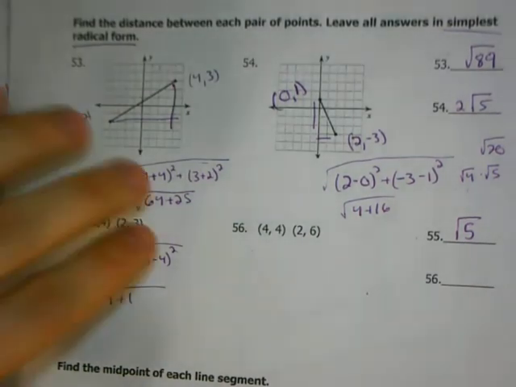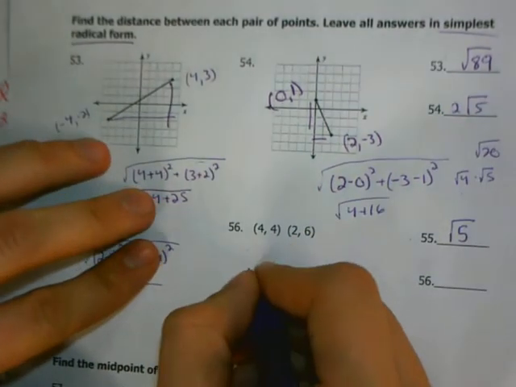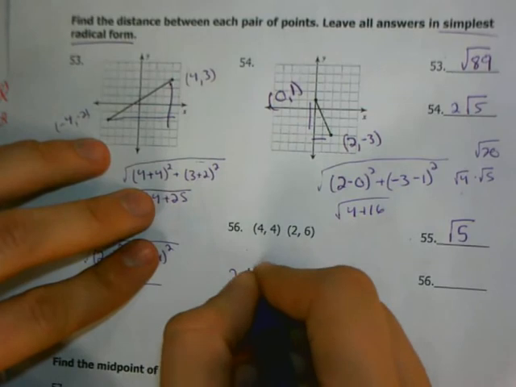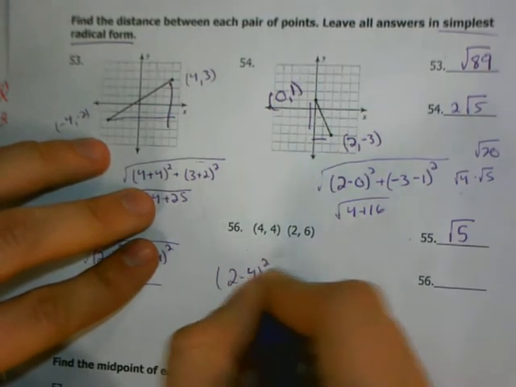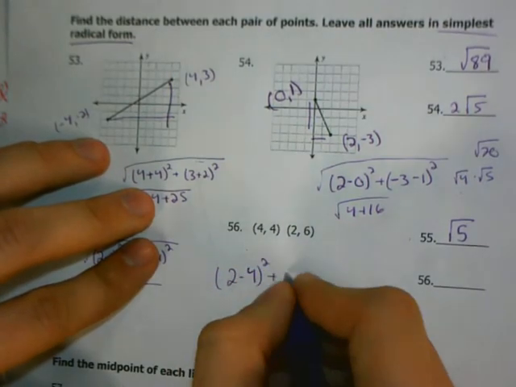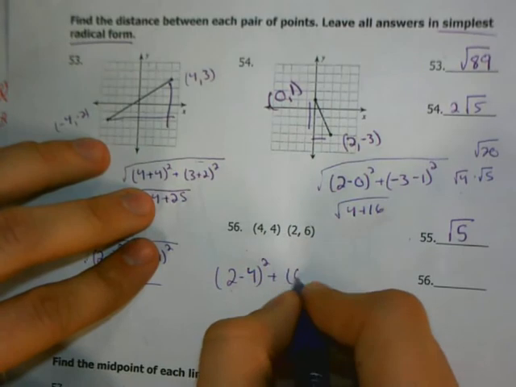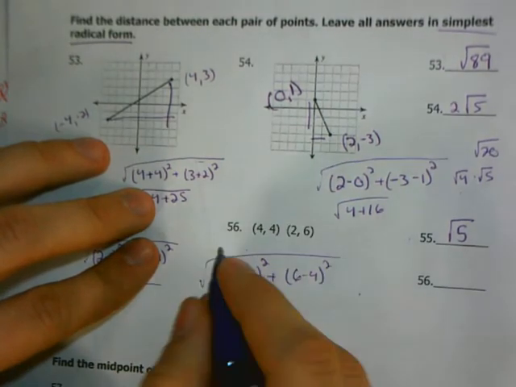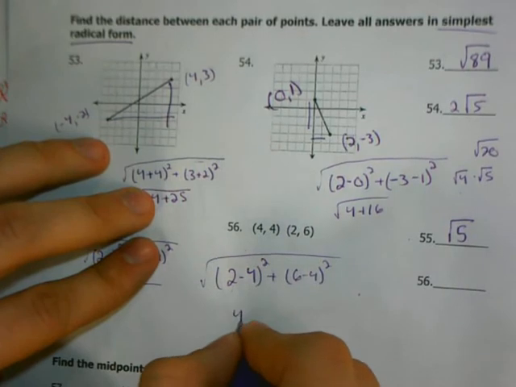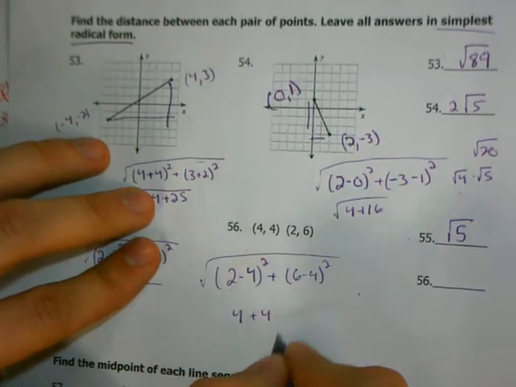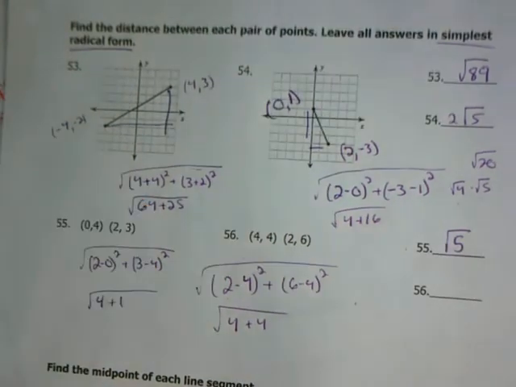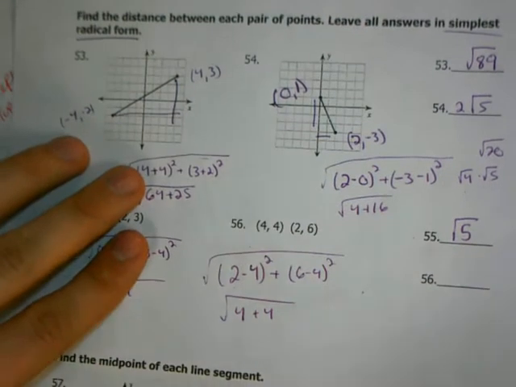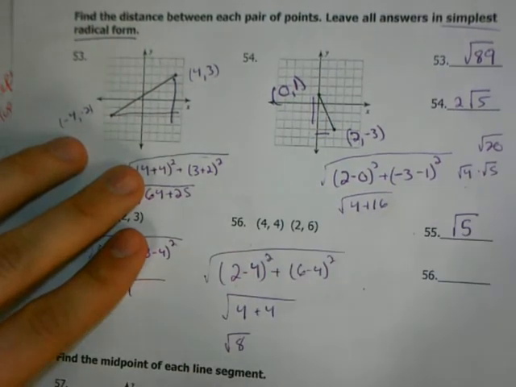Last one of the distance. Difference in my x's. I've got 2 minus 4. So a distance of 2. I've got 6 minus 4. Again, another distance of 2. Let me take the square root. So -2 squared is +4. +2 squared is +4. Notice again, doesn't matter if it's positive or negative. You're squaring it. So I'm going to have the square root of 8.